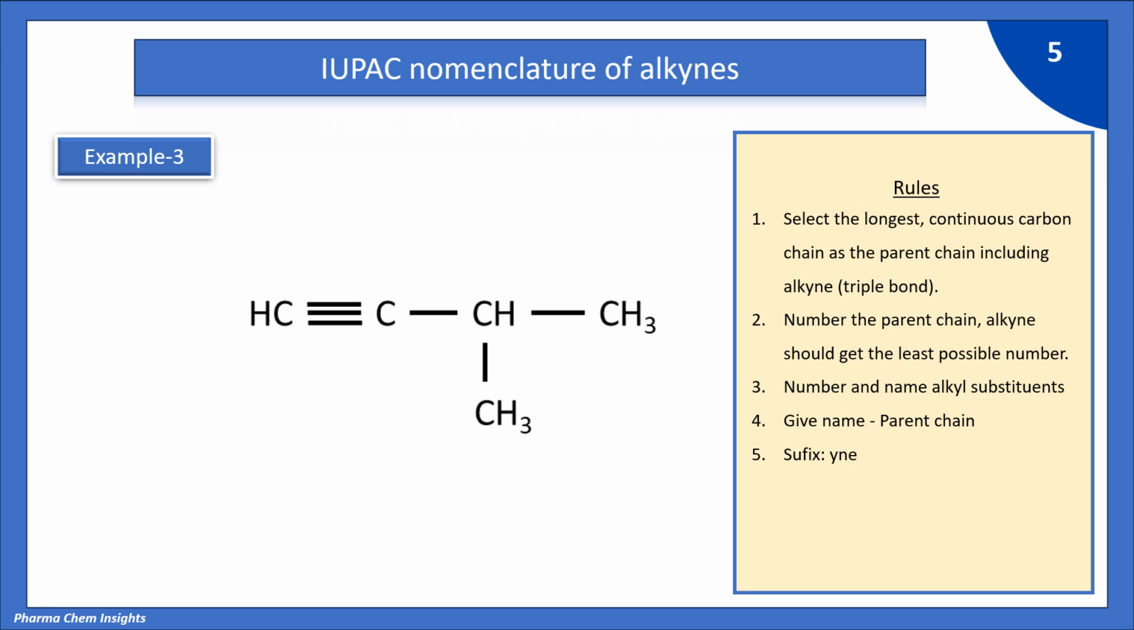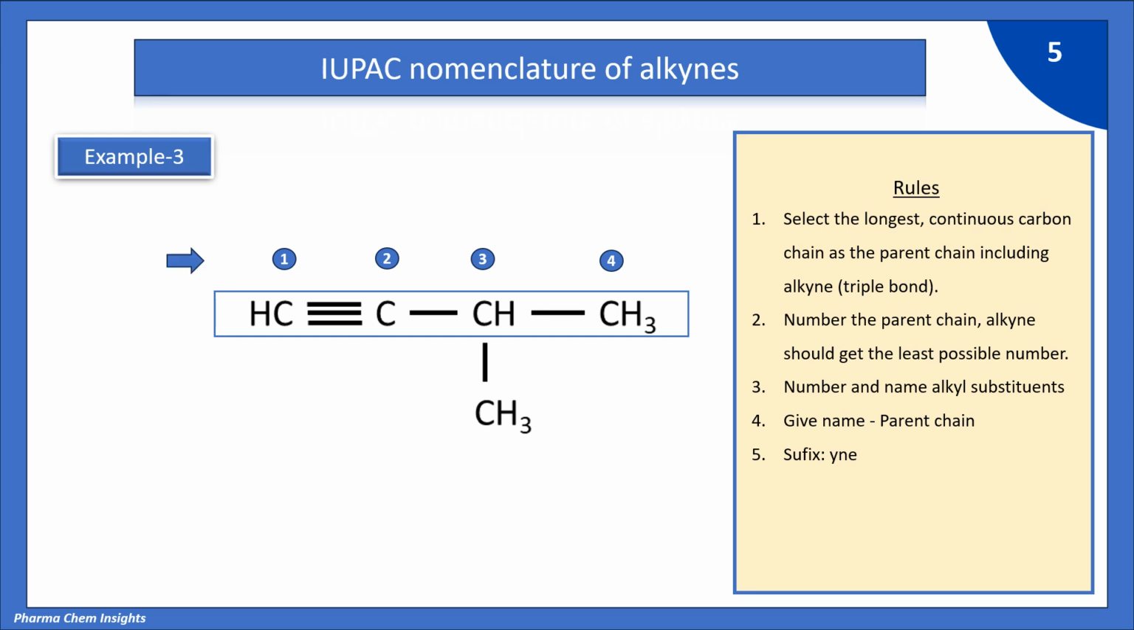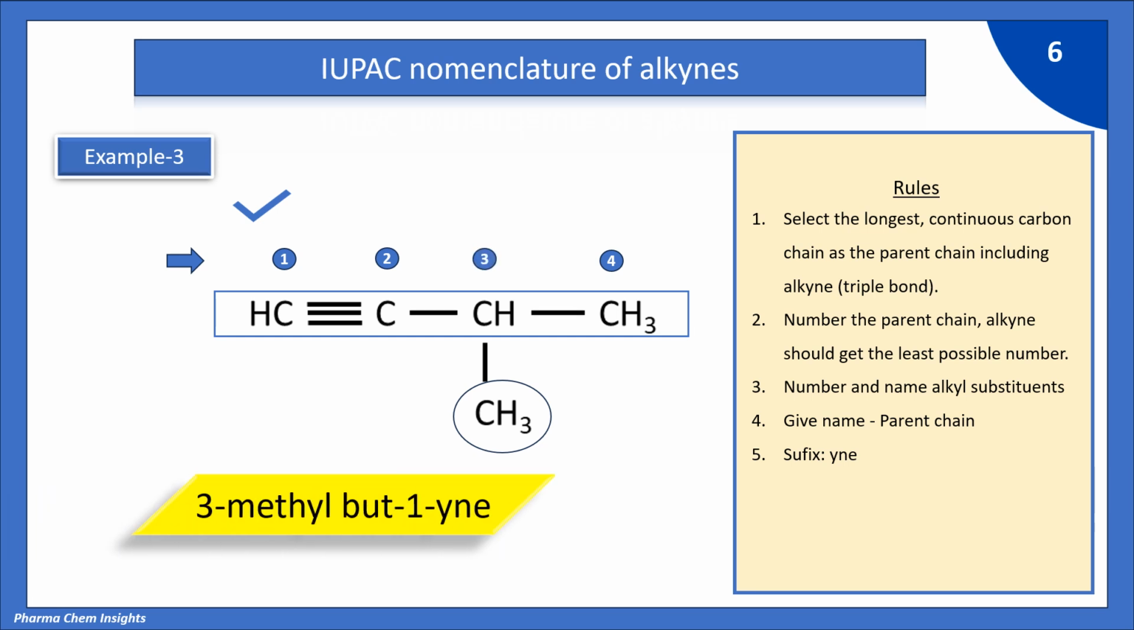All right, then let's move to the next example. Example 3, select the longest continuous carbon chain. It has 4 carbon atoms, so it is butyne. Now, numbering could be from 2 opposite ends. Here, the numbering which is written in blue is correct because the alkyne group is getting the least number, which is this. The correct numbering is blue. Then we have one methyl group which is at position 3, and hence the name of the compound would be 3-methylbut-1-yne.